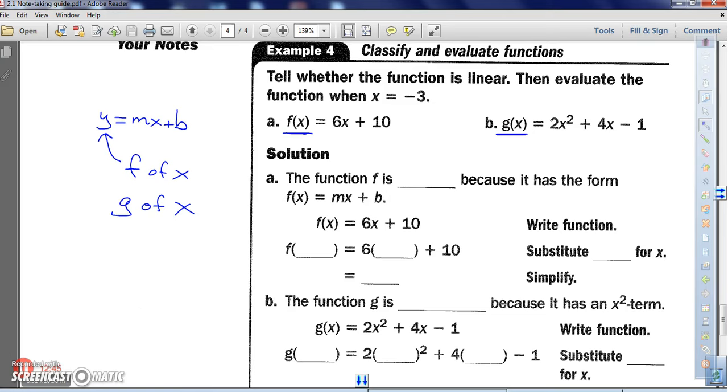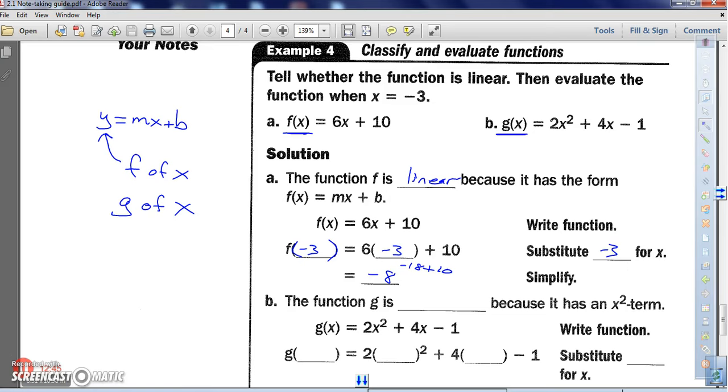So let's look at letter A. Does this look like y equals mx plus b? Sure it does. So I'm going to say that the function here is linear because it looks like f of x equals mx plus b. Now I'm supposed to find y when x is -3. So what I want to do is find f of -3. And it looks like this. And so what we do is we replace the x with -3 in the notation. And that tells me to also put the -3 in for the x on the other side. So 6 times -3, that's -18 plus 10, that's -8. So we substituted the -3 for the x.